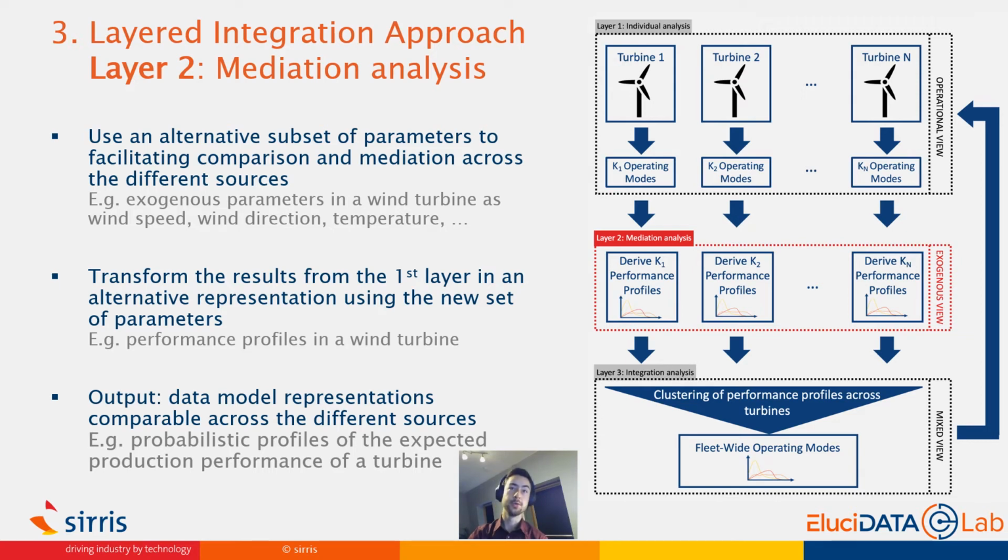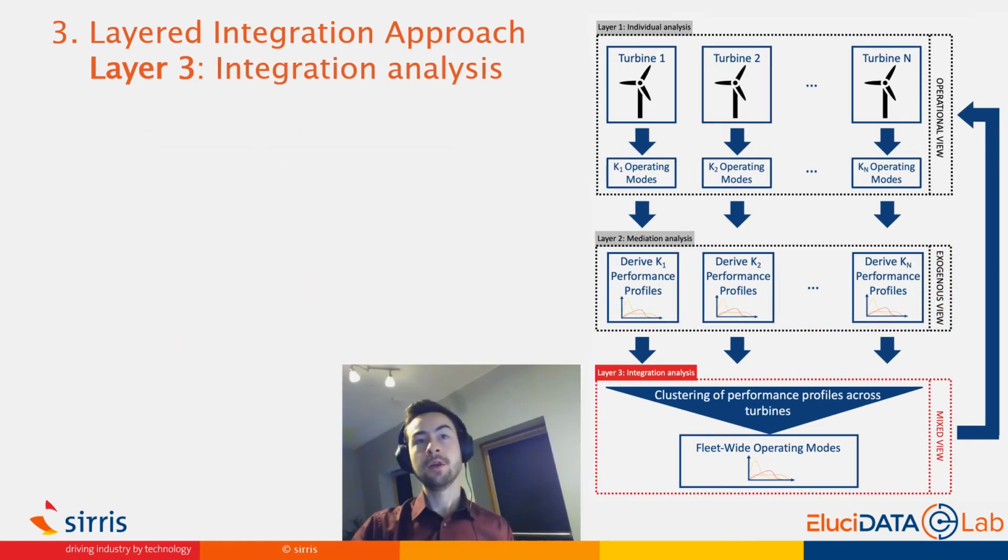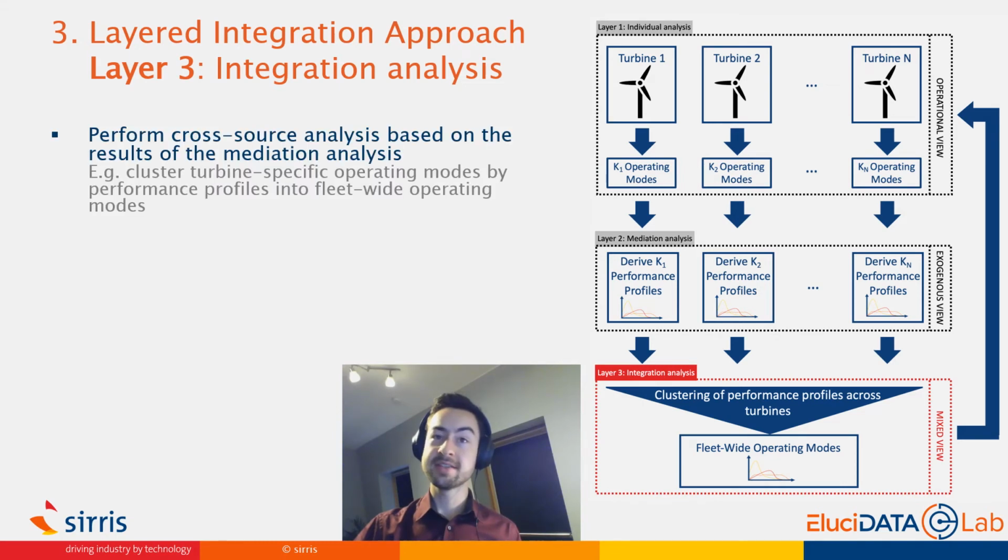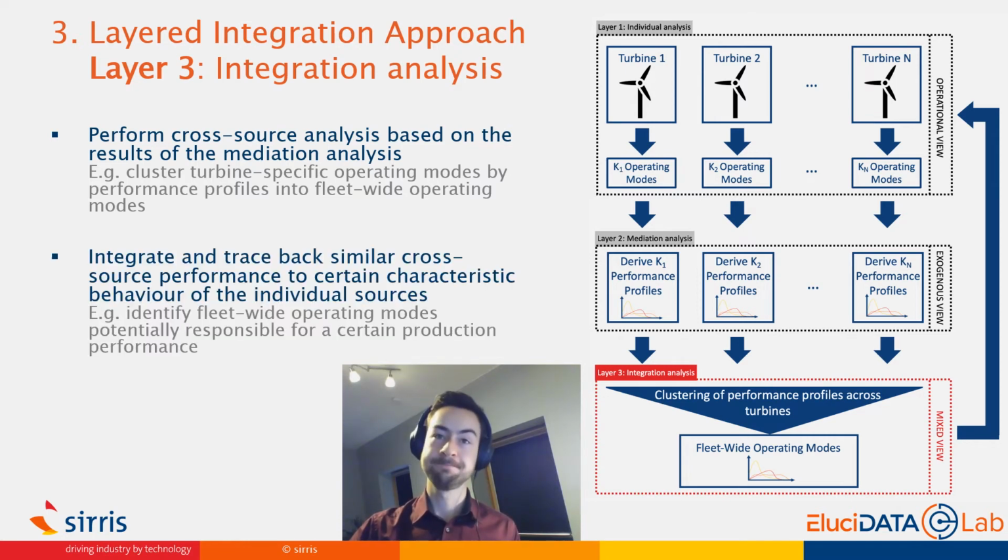So now we can go to the third layer. We call this layer also the integration analysis layer. In the first and the second layer, we only did some analysis based on source-specific turbines. So we didn't fuse anything together from different sources. However, in this step, we perform a cross-source analysis based on the results of the mediation analysis, so the results of the second layer. In our wind turbine case, this means that we will cluster the turbine-specific operating modes by these performance profiles into fleet-wide operating modes.